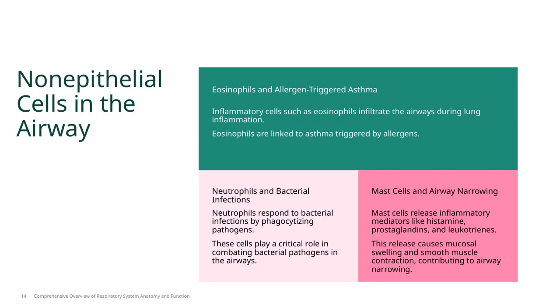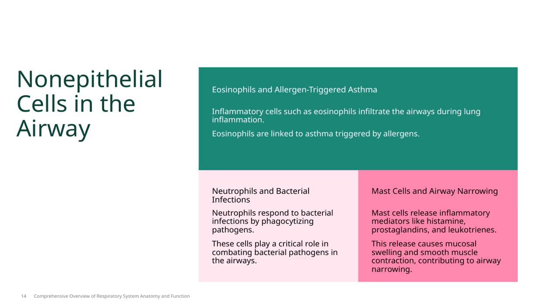Now, let's take a closer look at some of the cellular players involved in respiratory inflammation. First, eosinophils are a type of inflammatory cell that infiltrate the airways during lung inflammation, especially in cases of allergen-triggered asthma. These cells are closely linked to allergic responses, and their presence is a hallmark of allergic airway inflammation.